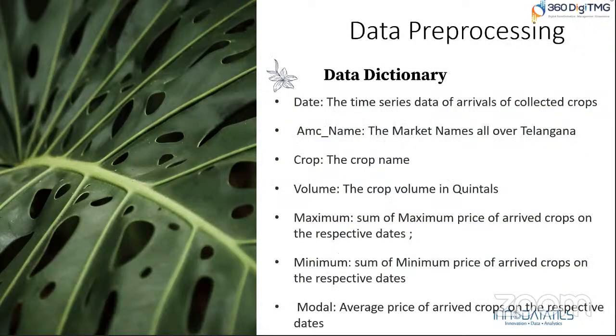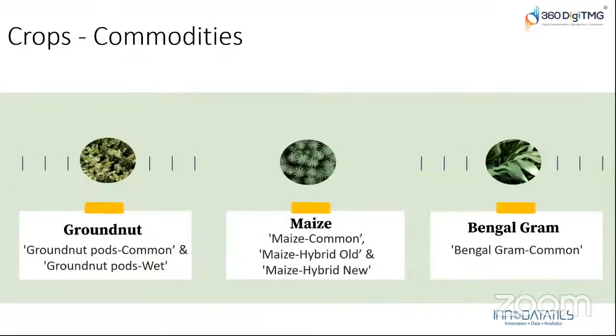The data dictionary includes the date. This was time series data that we were working on. So it has the date, it has the APMC names, nothing but the market names that we have. And then the crops. We were focusing on 3 varieties of crops: maize, Bengal gram, and groundnut. Apart from that, we have volume data, which was in quintals. We also had maximum, minimum, and modal pricing data, which was available for us. So the commodities that we focused on, like I said, were groundnut, maize, and Bengal gram.